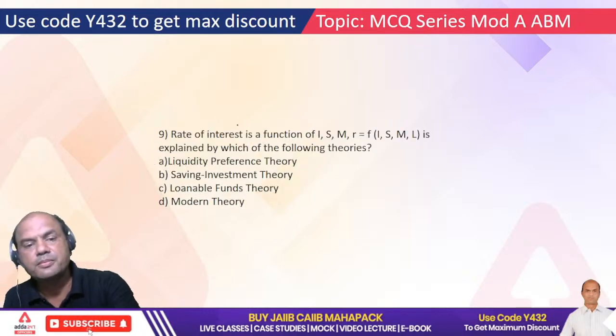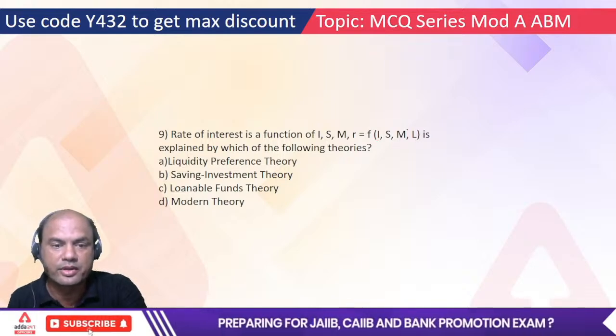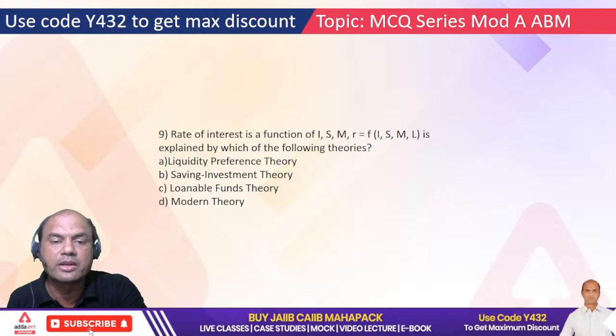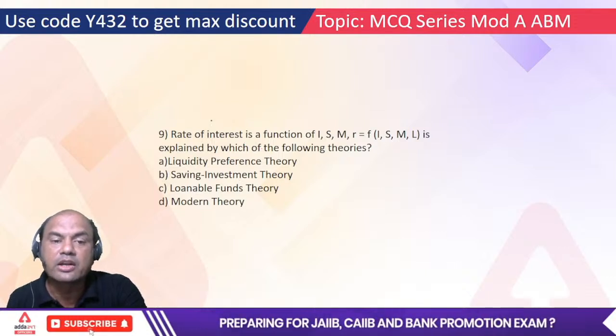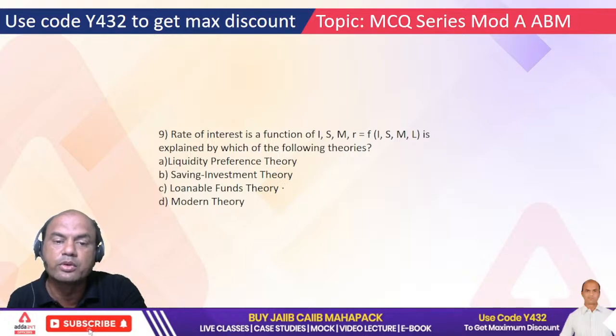Rate of interest is a function of, in the IS-LM curve, explained by which of the following theories? Liquidity preference, saving investment, loanable funds, or modern theory. What is the answer for this? The rate of interest in the IS-LM curve is a part of loanable funds theory.